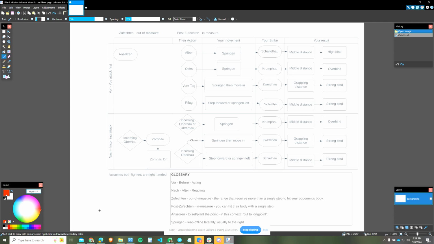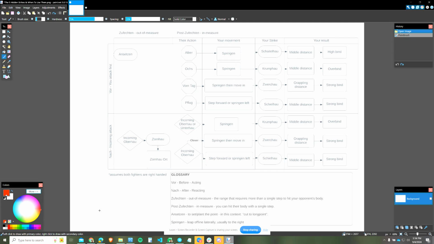If it's only an Oberhau, you could, again, Krumphau, but you can pick between Zwerchau and Schielhau. Usually, you're going to pick the Zwerchau if you're closer. You're going to pick the Schielhau if you're more in the middle distance. But again, you can manipulate your distance as needed. It's more so the end result that you want. So if you'd like to end up in grappling distance with a strong bind, you should Zwerchau. If you'd like to end up in middle distance with a strong bind, you should Schielhau.